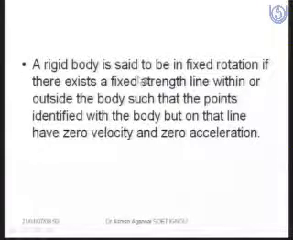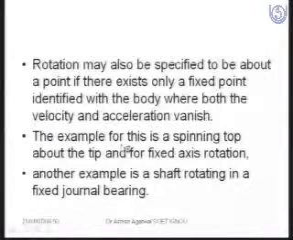A rigid body is said to be in fixed axis rotation if there exists a fixed straight line within or outside the body such that the points on that line have zero velocity and zero acceleration. This is the case for a spinning wheel or a spinning top, which you always play with, that is your lattu, where at the bottom, at the tip touching the earth, the angular velocity is 0.